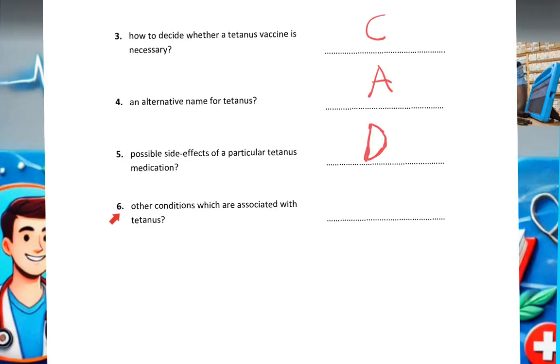Last question, number 6. Other conditions which are associated with tetanus. So let's understand the question carefully. It's very crucial. If you talk about other conditions, it means conditions which come as a result of tetanus. They are associated with tetanus. So it happens as a result of tetanus. So in other words, it can be in a form of complications. So we go to where tetanus is, we look for complications.